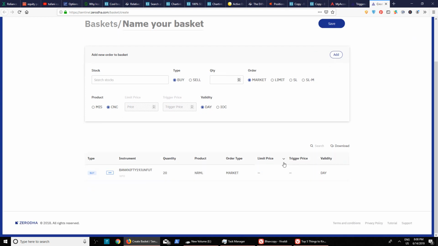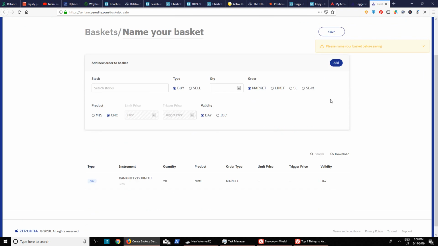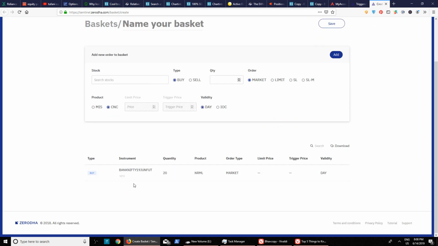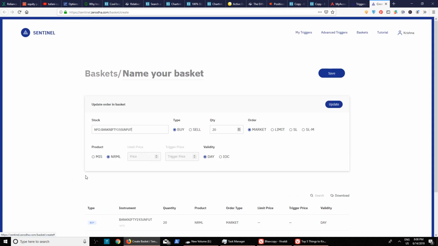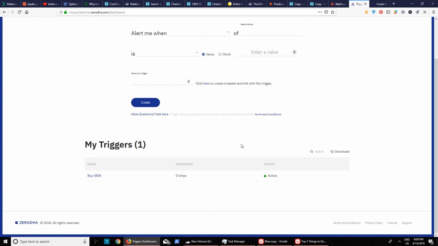So this is already triggered now. Save the name of your basket before saving. So I have not saved the name of the basket. Okay, so this is created. Sorry, I have not. This is for the new order. So in this way, the trigger is already created, and the trigger is created here. As soon as the stock price goes to 400, it will buy Bank Nifty or things like that.